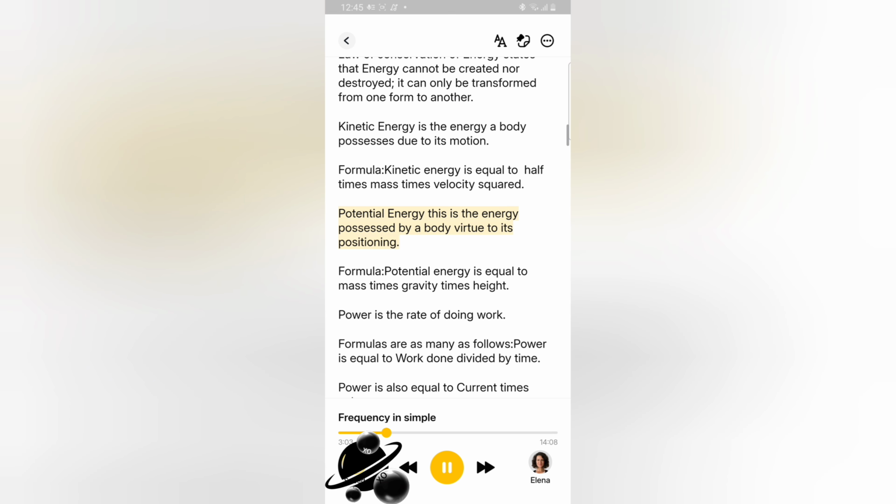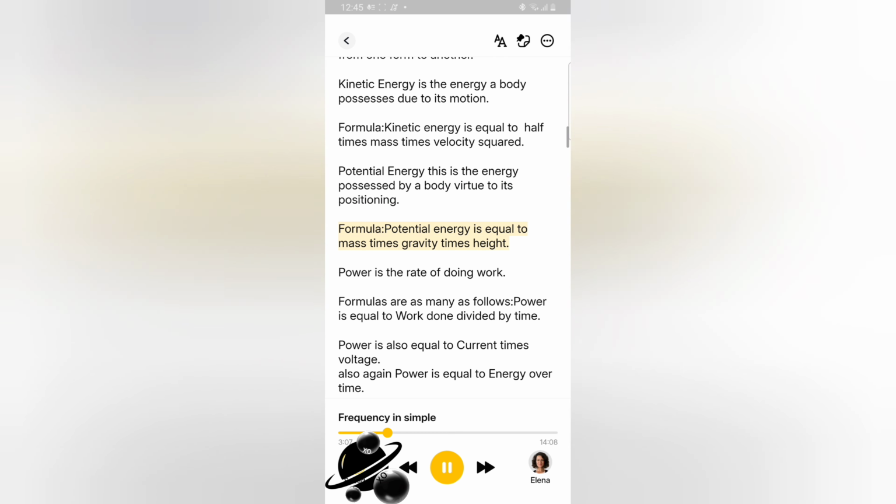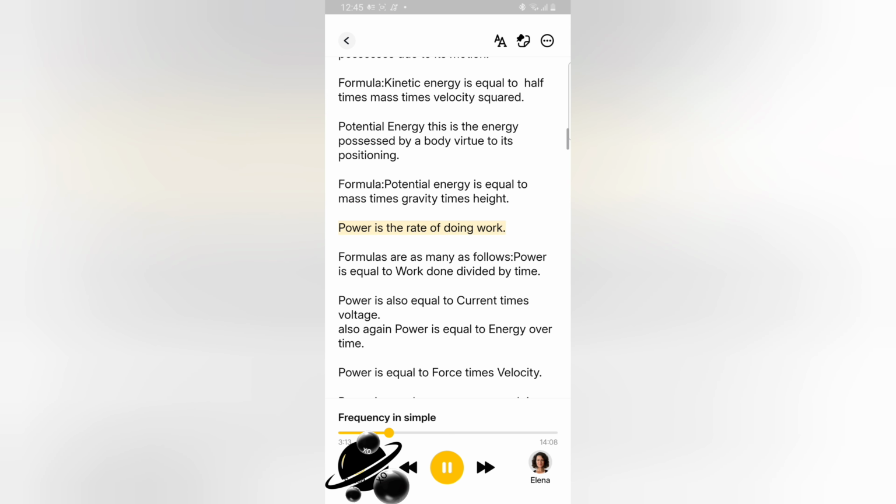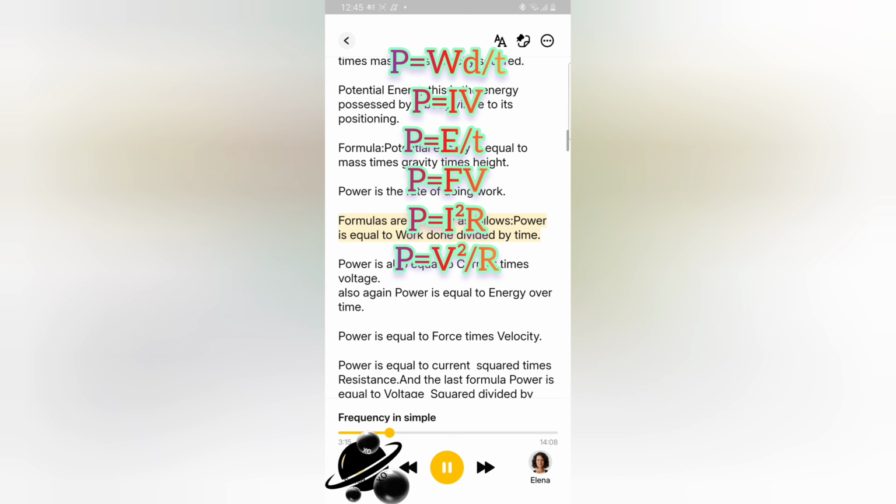Potential energy: this is the energy possessed by a body by virtue of its position. Formula: potential energy is equal to mass times gravity times height. Power is the rate of doing work. Formulas are as follows.